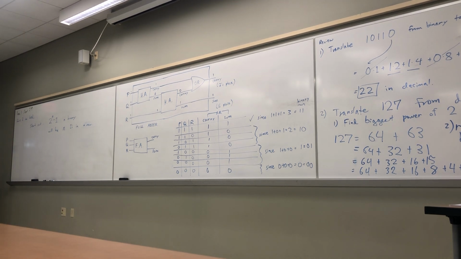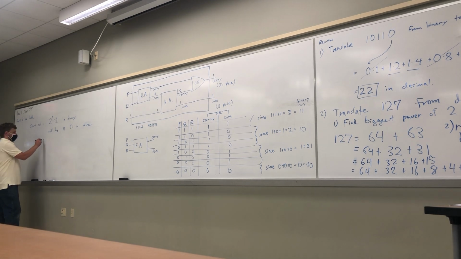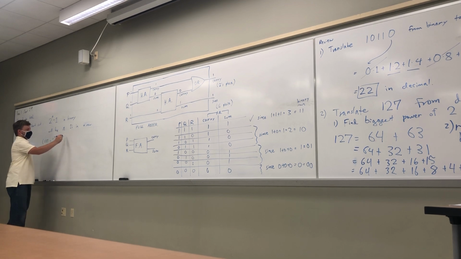So whatever the power was, like 127 was 2 to the 7 minus 1, I guess. Yeah, because 2 to the 6, 2 to the 5. Yeah. 127 equals 2 to the 7 minus 1 equals 1, 1, 1, 1, 1, 1, 1.